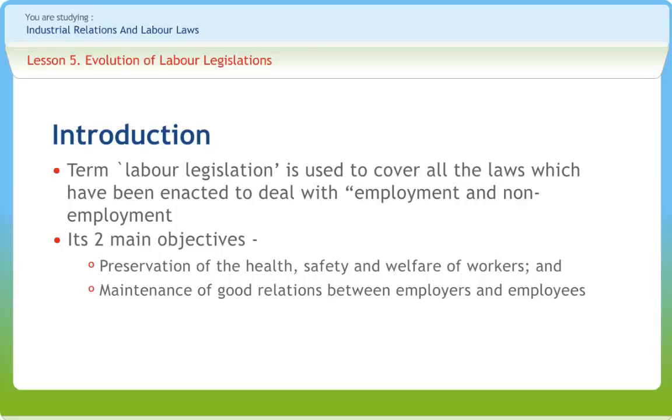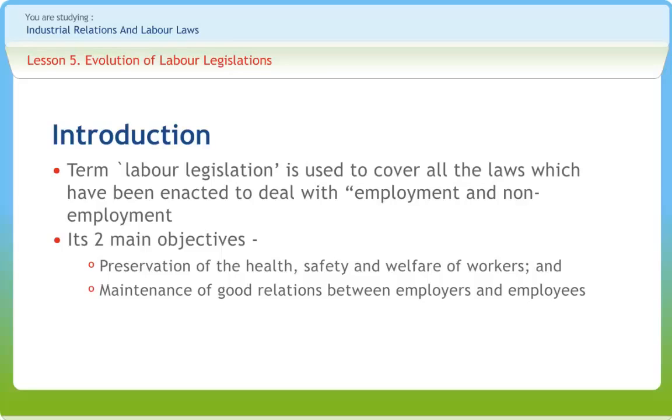between employers and employees. Growth of labor legislation in India: law is necessary for maintaining a peaceful environment for the growth of the industry. Labor legislation in India has developed with the growth of the industry.